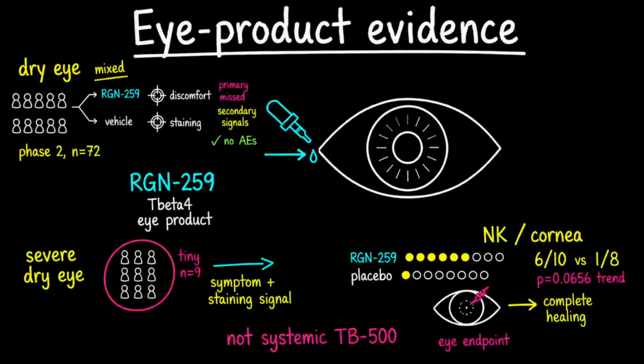And yeah, so this is interesting. So 6 of the 10 healed on RGN-259 versus 1 of 8 on placebo at 4 weeks, with a p-value of 0.0656. So when I say RGN-259, that's just a product form of thymosin beta-4.